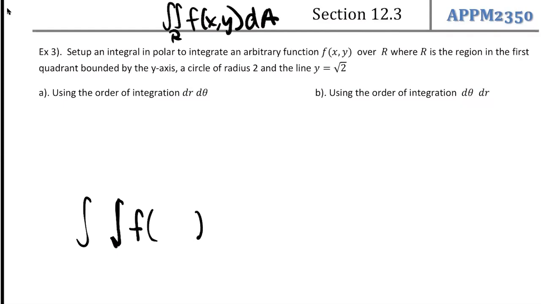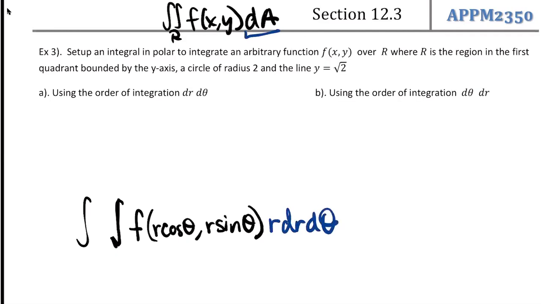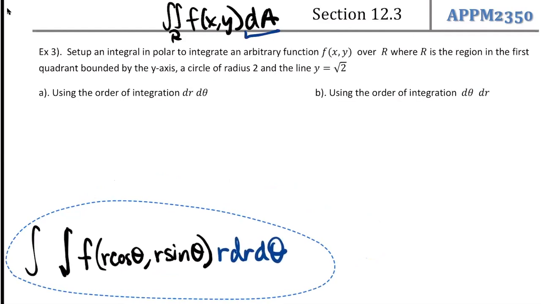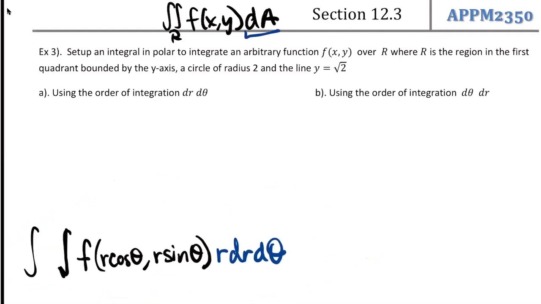If I'm going to switch to polar, first I can switch my integrand. So this is going to become f of r cosine theta, r sine theta. And then we know dA in polar is going to switch to r dr d theta. And then we're going to figure out our bounds. So we're going to have this exact same integral for both parts. So let's copy that. And then we'll set up the bounds.